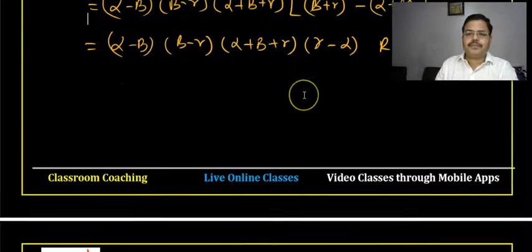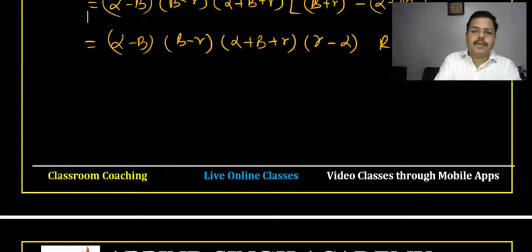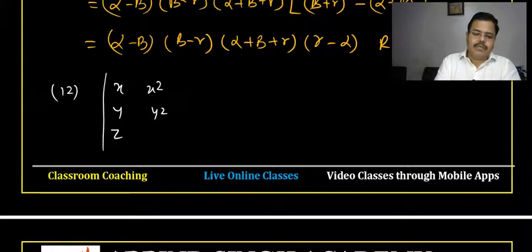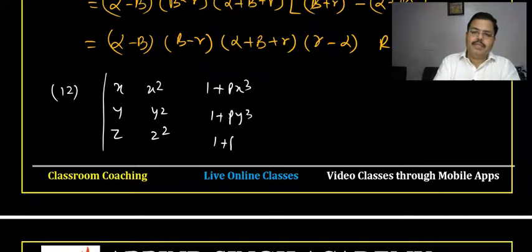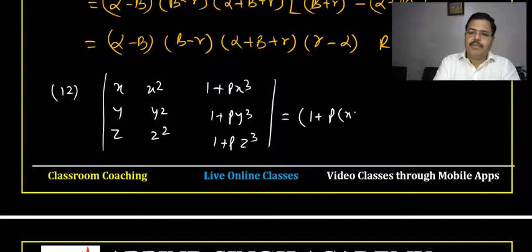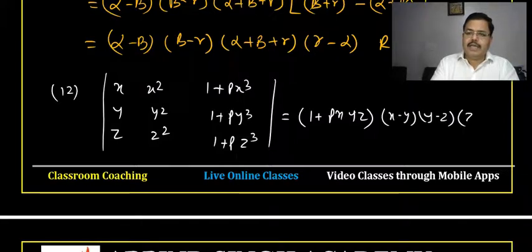Now the next question is question number 12, and this question is also similar. The determinant x, y, z; x square, y square, z square; and 1 plus pxyz, 1 plus pyz... we have to prove it is equal to 1 plus pxyz times xyz into the determinant x minus y, y minus z, z minus x, where p is any scalar.